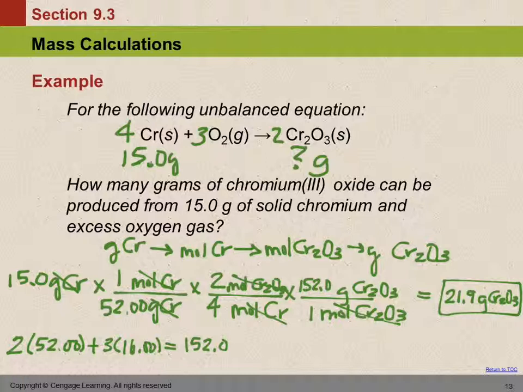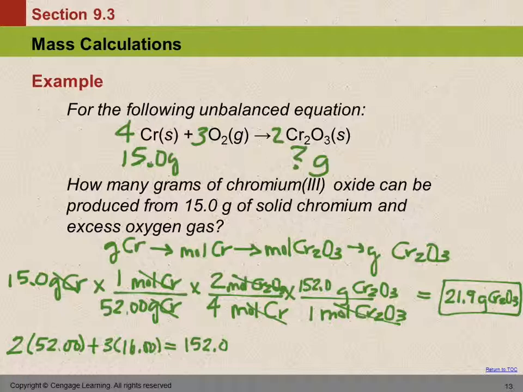Any other questions? Yes? I don't see where you go from grams to moles and from the moles on. Where does it say that that's what we're supposed to do? Why are we going grams to moles to grams? Right? Okay, so it's telling us we've got 15 grams of chromium, and they're asking how many grams of this would be produced. Do we know the relationship between grams of chromium and grams of chromium oxide?